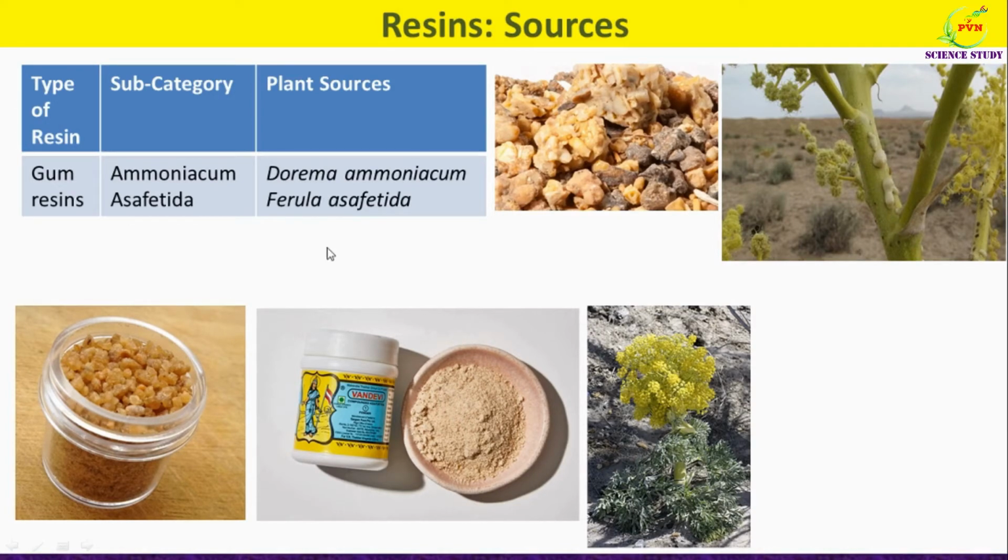Then a very important gum resin is the Asafoetida resin. This is the photograph of the Asafoetida resin crystals, and this is the photograph of the Asafoetida which is sold in the market in powder form. In Marathi it is commonly called hing. This Asafoetida resin is produced from the plant Ferula asafoetida. So this is the photograph of the Ferula asafoetida plant.